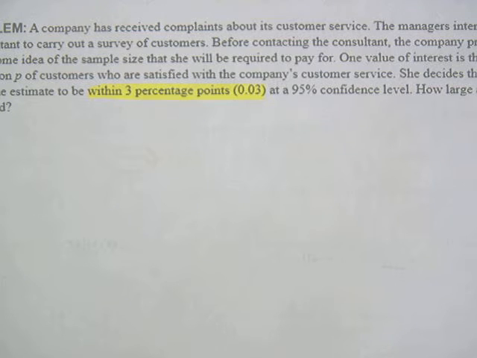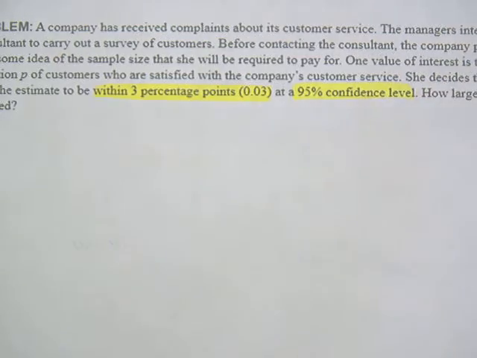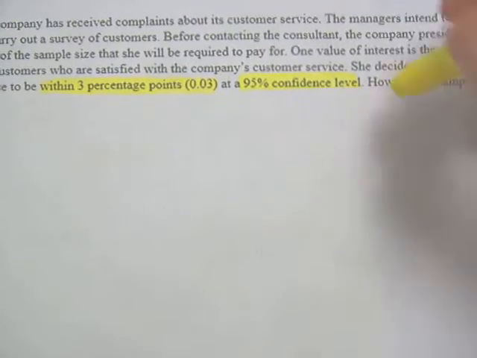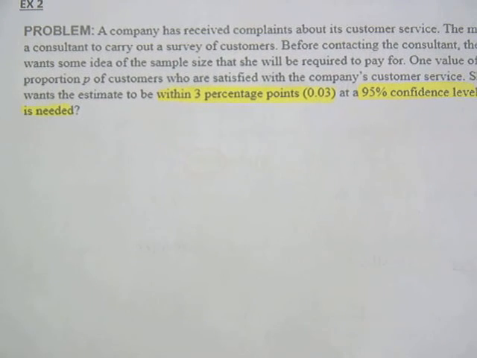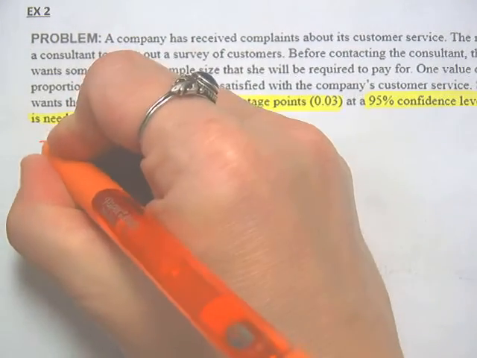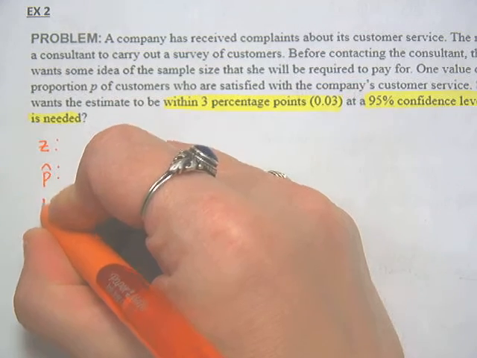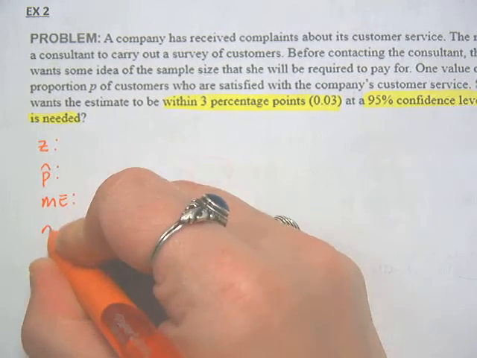3% is 0.03 at a 95% confidence level. The question is, how large of a sample is needed? So the company president can start to figure out how much this is going to cost. I'm going to be very consistent. These are the things we need to plug in to the formula, and n is unknown.